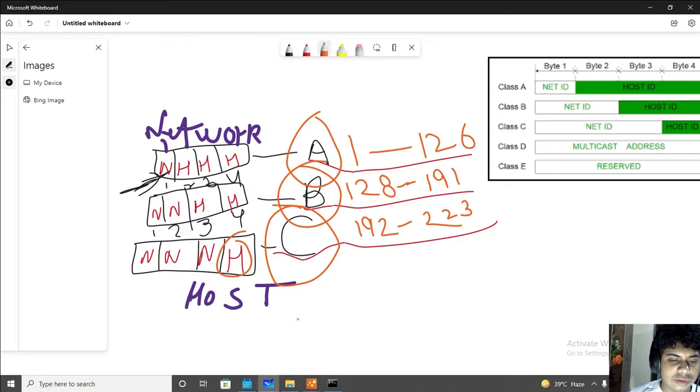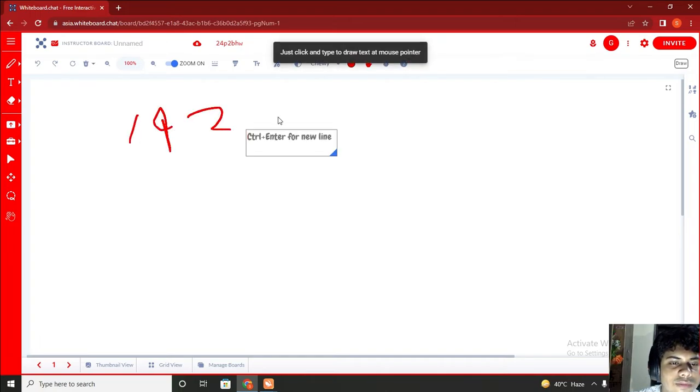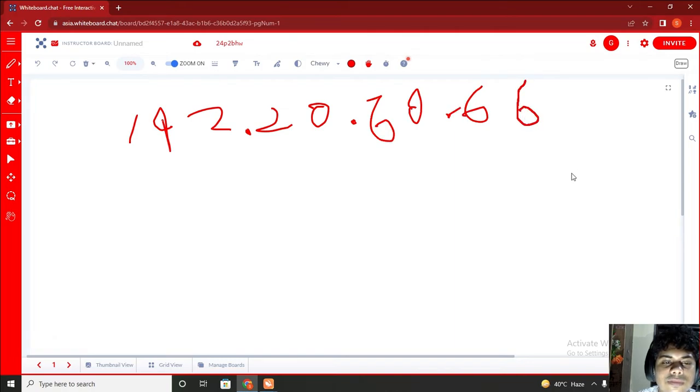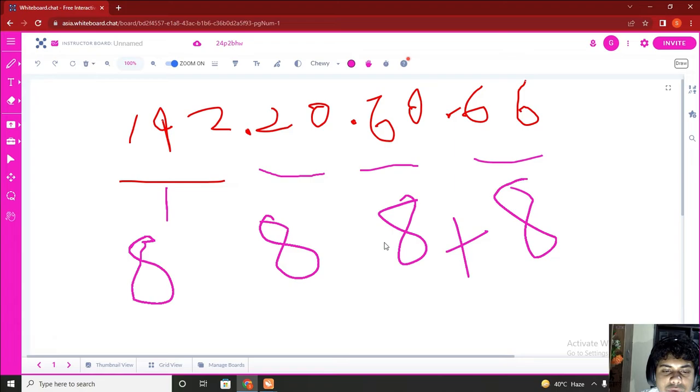So I want to tell you how to identify the class of an IP address. I will give you a random IP address like 192.60.66. As you all know, these are our 4 octets, 1, 2, 3, 4, and each octet consists of 8 bits, 8, 8, 8 and 8, as I told you in my last video.